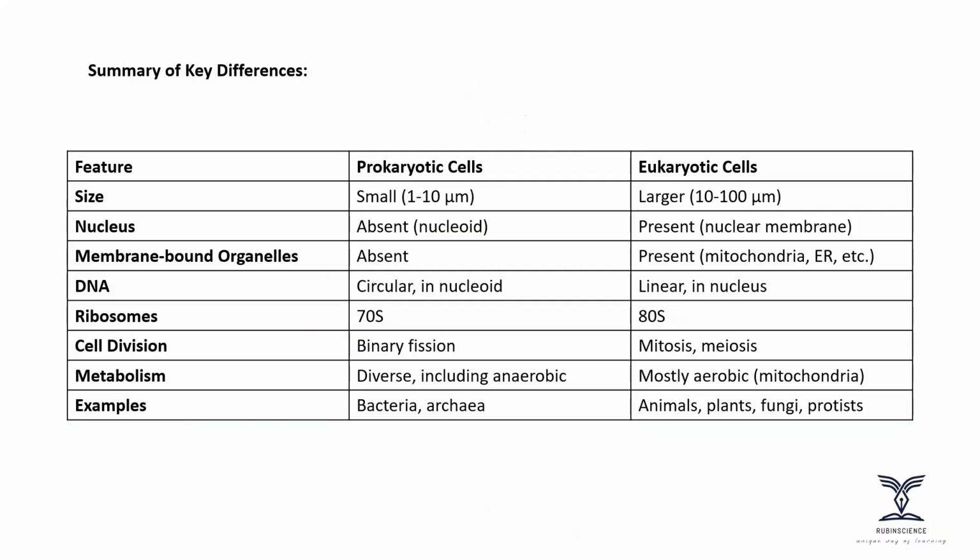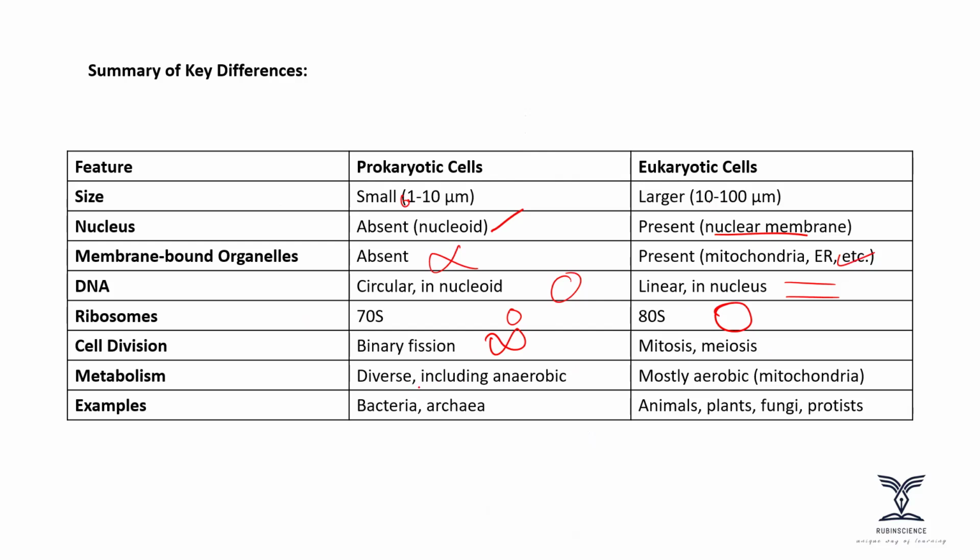This is a key summary between prokaryotes and eukaryotes. Their sizes are 0.1 to 10 microns, and 10 to 100 microns. Nucleus is absent, where nucleoid is present, and here the nucleus is present with a nuclear membrane. Membrane-bound organelles are absent, and they are present here. The DNA is circular here, and linear DNA here. The ribosomes are 70S, which is quite smaller, and here a larger one with 80S. The cell division is through binary fission, and here it is mitosis and meiosis.